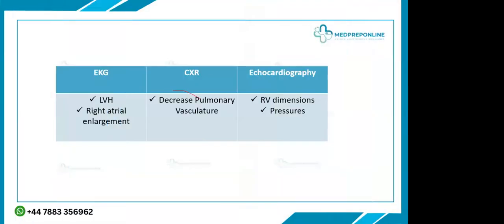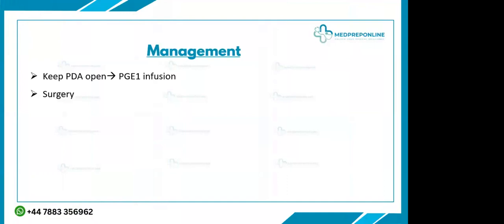There will be decreased pulmonary vasculature, as we already mentioned, and on EKG there will be left ventricular hypertrophy and right atrial enlargement. The RV dimension and the pressures you will see on the echo. Management, obviously, is to maintain ductus patency with prostaglandin infusion, and to go for surgery to correct the pulmonary valve atresia.